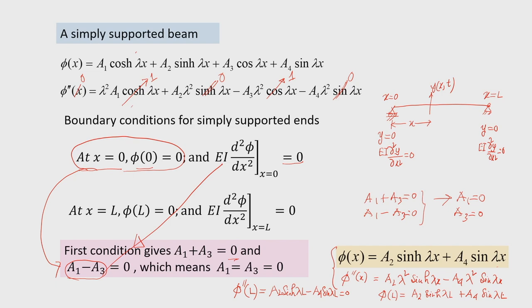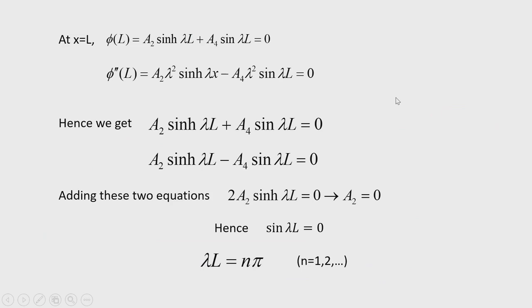Now we can easily solve this equation because again we are getting these two equations. So a2, a4 are unknown quantities. After solving this, you see that I have already done it in the previous slide. So x is equal to l, phi l equal to a2 sine hyperbolic lambda l plus a4 sine lambda l equal to 0. Second derivative at x is equal to l gives you a2 lambda square sine hyperbolic lambda l minus a4 lambda square sine lambda l.